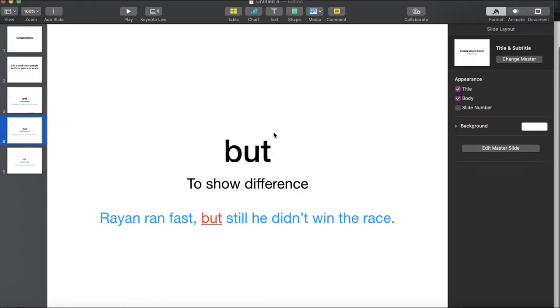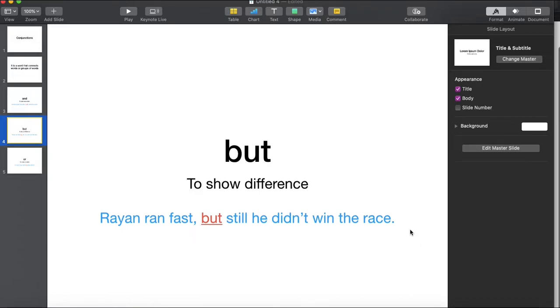Now, when do I use the conjunction but? I use the conjunction but to show difference. Something is opposite in the sentence, something is not matching. So here I only use the conjunction but. Ryan ran fast. He ran fast, but still he did not win the race. I cannot say here "and he still did not win the race" because this part of the sentence is opposite to this one. It's different. Okay, it shows a difference. So here, Ryan ran fast, but still he did not win the race.